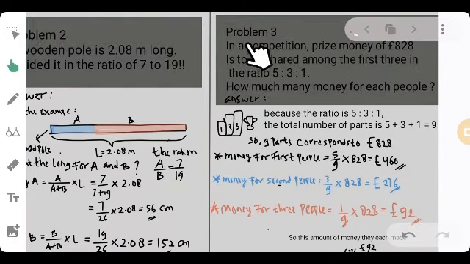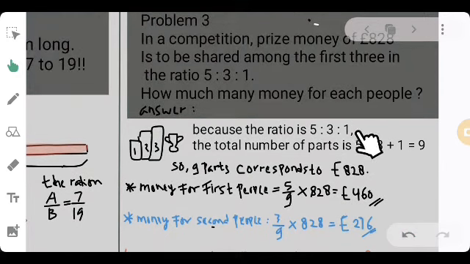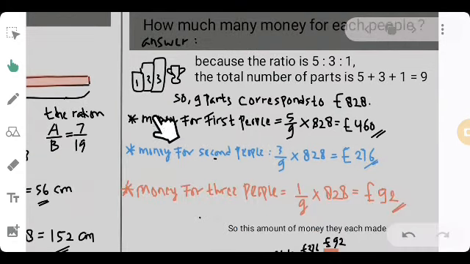Okay, problem three. In a competition, prize money of 128 pounds is shared among the first three, in the ratio 5:3:1. How much money does each person get? Answer. Because the ratio is 5:3:1, the total number of parts is 5 plus 3 plus 1, which is 9. The sum of the ratio is 9, so 9 parts compares with 128 pounds. What is the money for the first person?